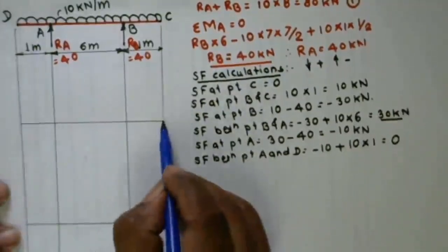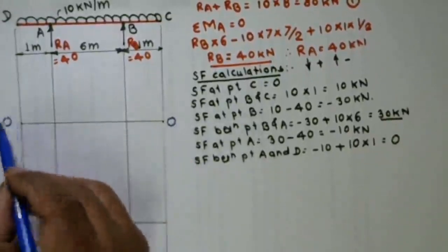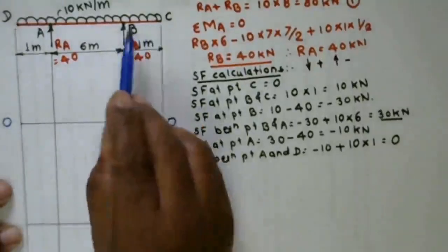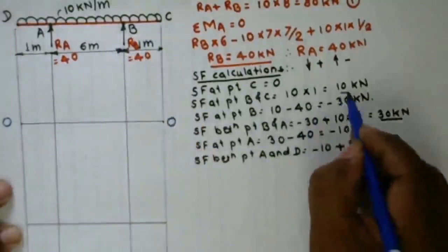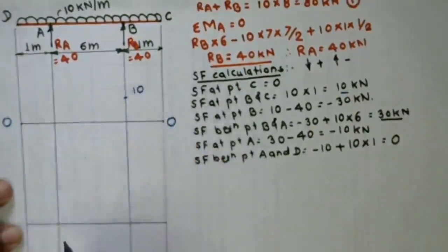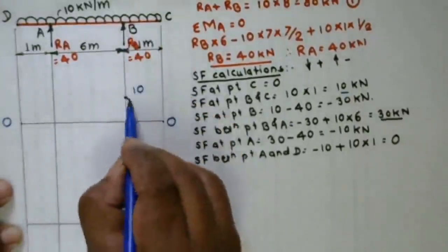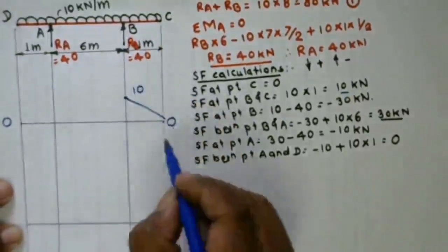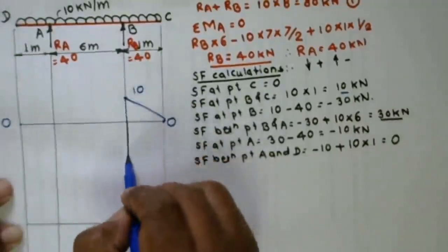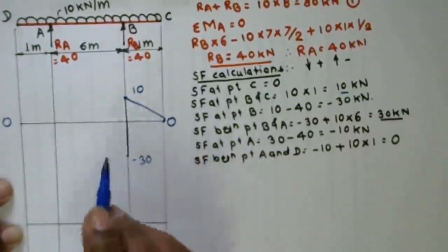So the shear force at point C is 0. At point D also it is 0. Between points C and B, the value is 10 kilonewton, which is a positive value. This becomes 10 kilonewton. And since there is a UDL up to point B, we join by an inclined line. At point B it is minus 30, so this becomes minus 30.